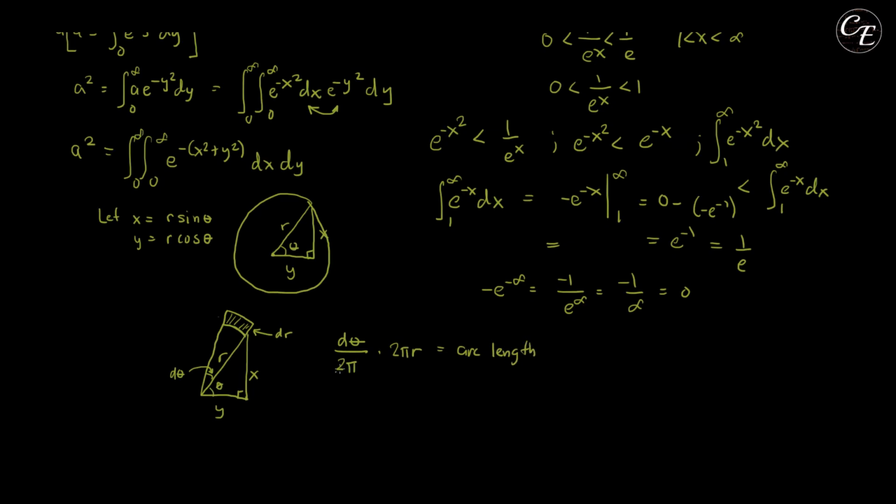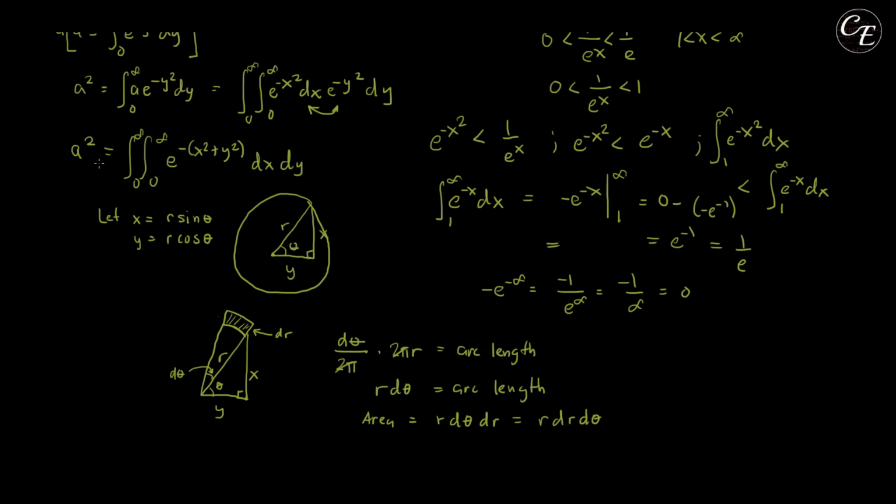So we'll have r d theta for our arc length. Then the area of this region is this one times this one, which is r d theta times dr. Or we can rearrange this as r dr d theta. So in this Cartesian coordinate, the area here is dx dy. Here, this is r dr d theta.